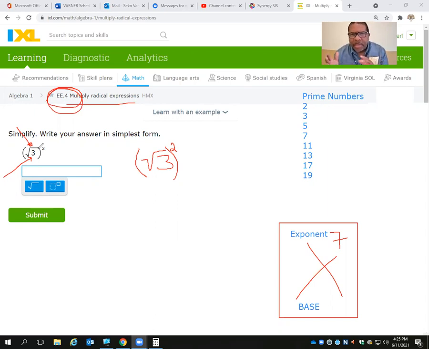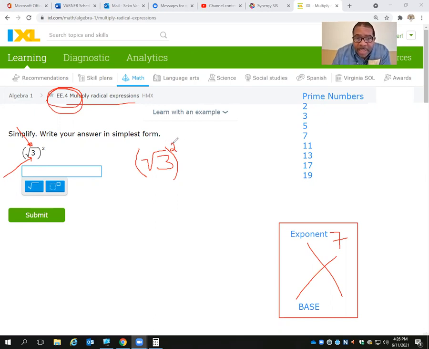It's like Timmy or Tim, same thing, right? Name might be Timothy, but you can call him Timmy, you can call him Tim, same thing. Radical sign, square root sign, same thing. All right, cool. So let's solve this.